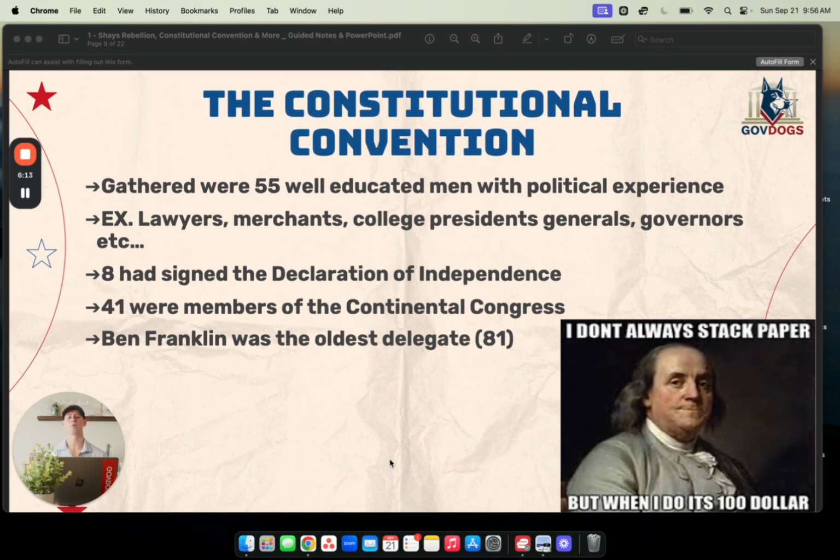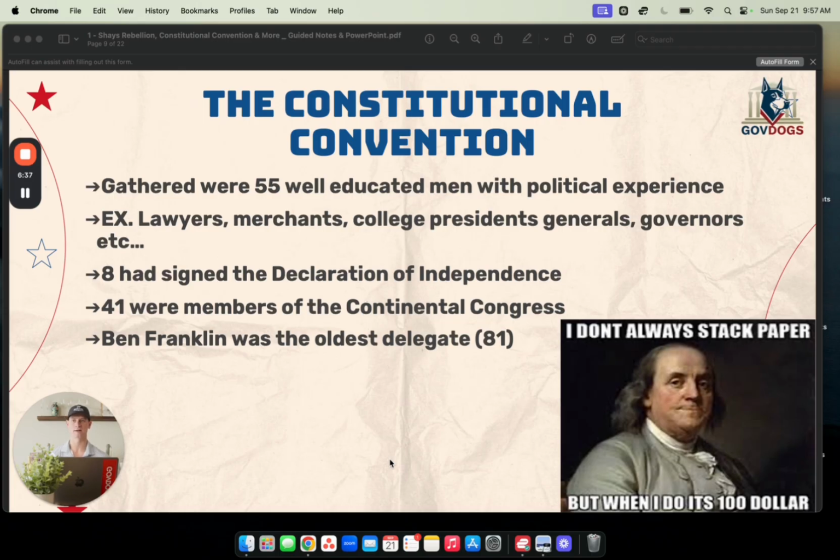So 55 well-educated men with political experience gathered in Philly, right? Lawyers, merchants, college presidents, generals, governors, all very important people in the young American country at the time. 8 had signed the Declaration of Independence, 41 were members of the Continental Congress, and Ben Franklin was the oldest, actually, at 81 years old here. So you got the heavy hitters in American history, right?